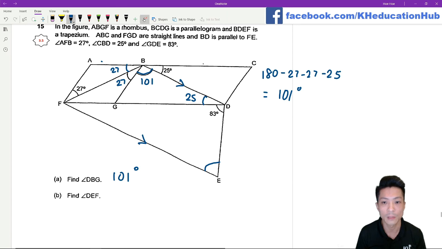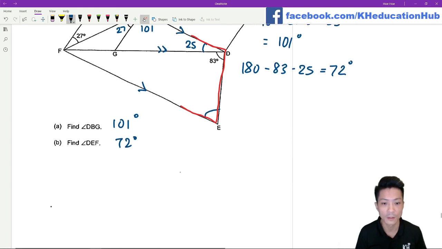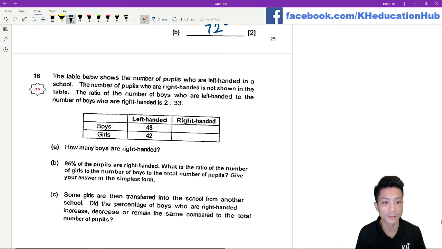Okay, because this is a parallelogram, so these two are also parallel. So once I find this, I can use 180 minus 83 minus 25, because this is the interior angle. The two angles between two parallel lines will add up to become 180. Which will give me 72.